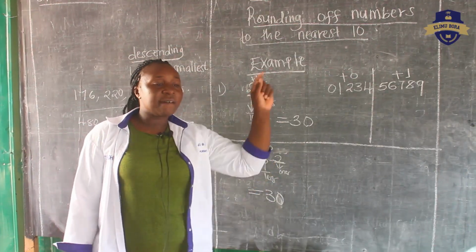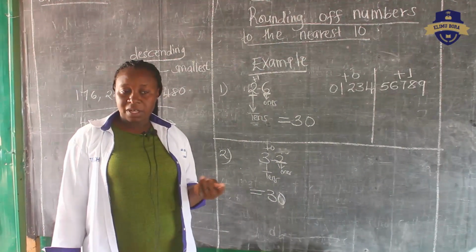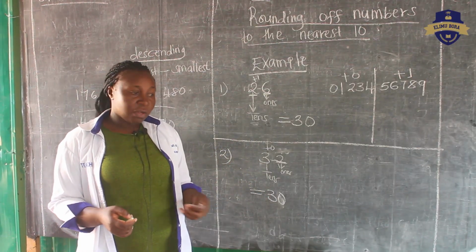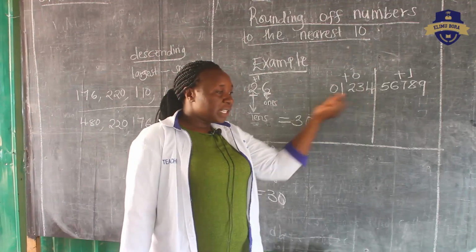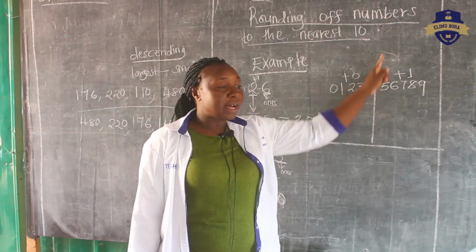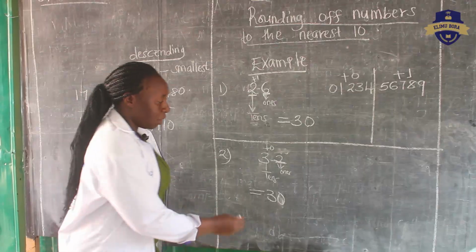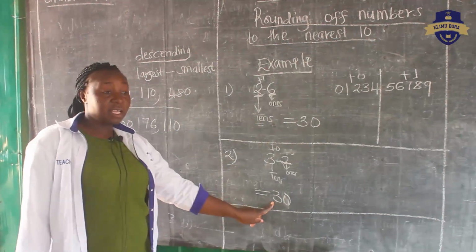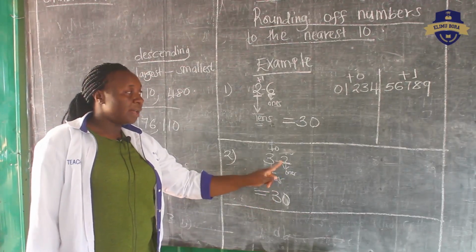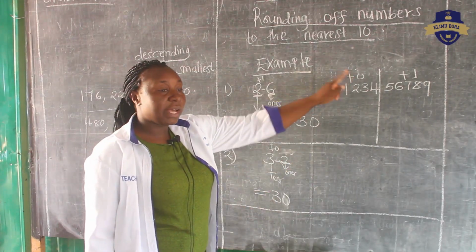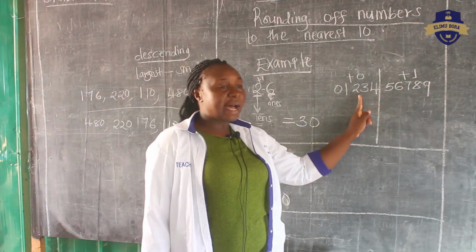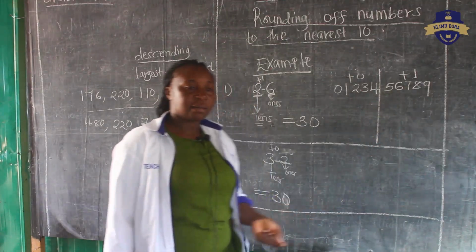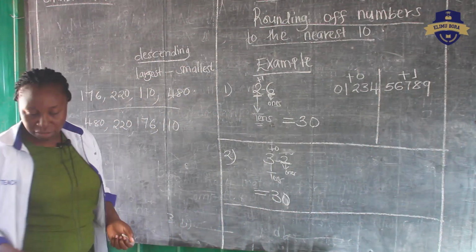Number 32 iko karibu na 30 ama iko karibu na 40? Iko karibu na 30, si ndio? So all the numbers yenye naishia 4 inarudi huko nyuma. Yenye iko 5 you add 1, we move to the next number. So 32 rounded off to the nearest tens is 30 because this 2 here is adding only 0. Any number below 5 you add 0. Any number above 5 you add 1. Tumeelewana vizuri?